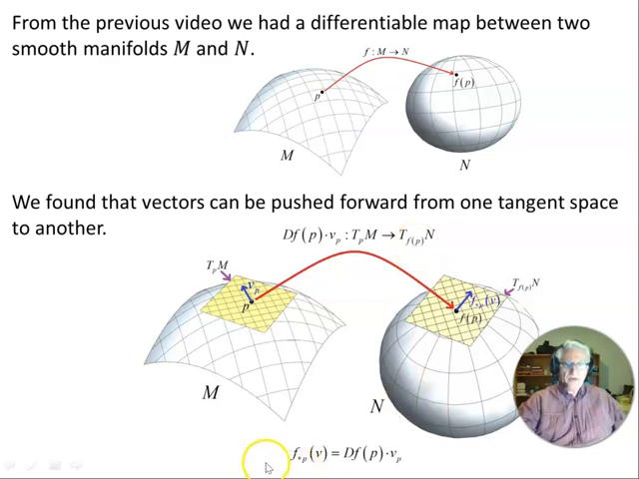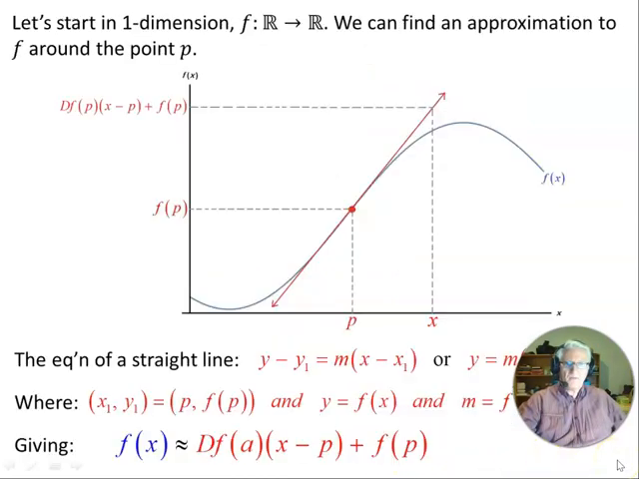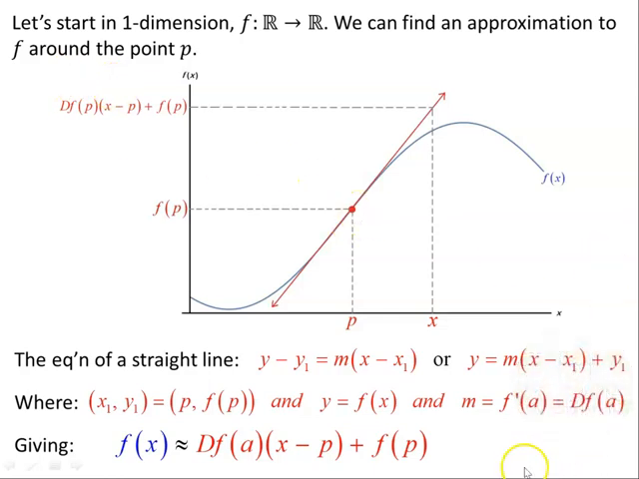And that could be written in more usual notation. More commonly used notation was F star at P. That's the push forward at the point P of the vector V, which was then the Jacobian of the map evaluated at the point P times the vector V. All right, so that's what we found. But how did we get that? So let's have a look at this.